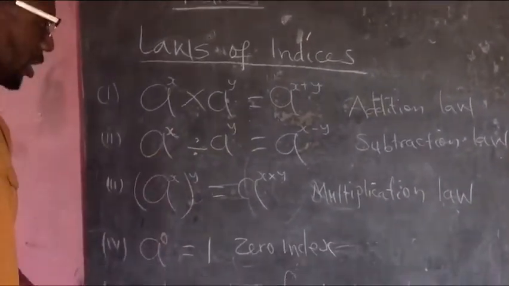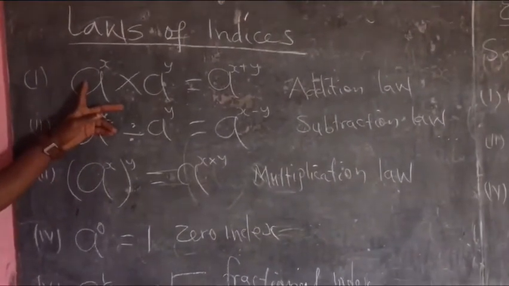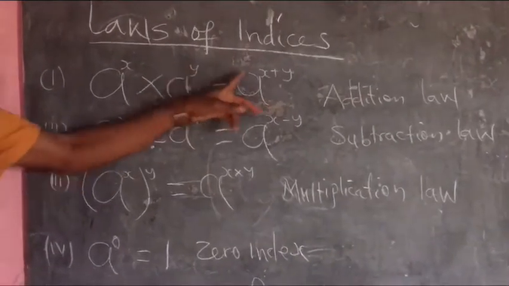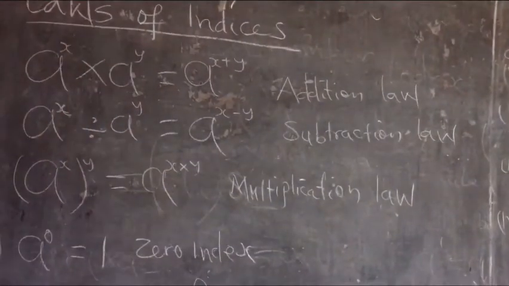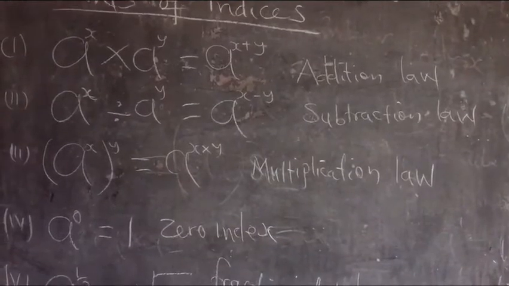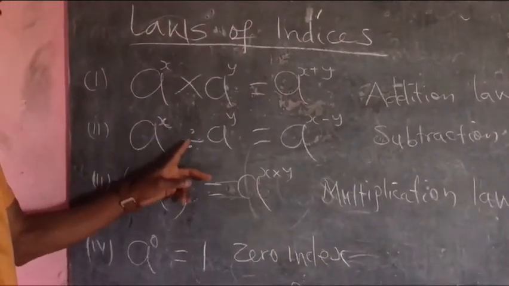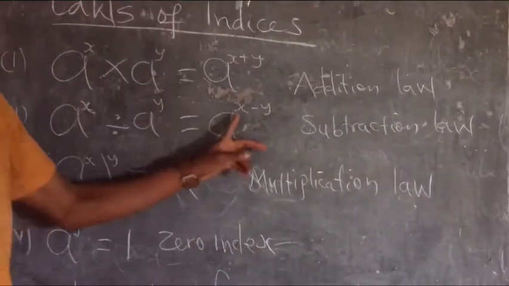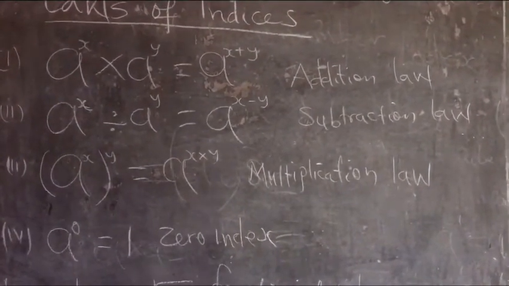So for our last class, we will do lots of indices. So now the laws be this. If A raised to the power x times A raised to the power y, make we add the indices. We can call them the addition law. That is addition law of the indices. And then for number 2, we say if A raised to the power x divided by A raised to the power y, we subtract y from x. Now we call it the subtraction law.